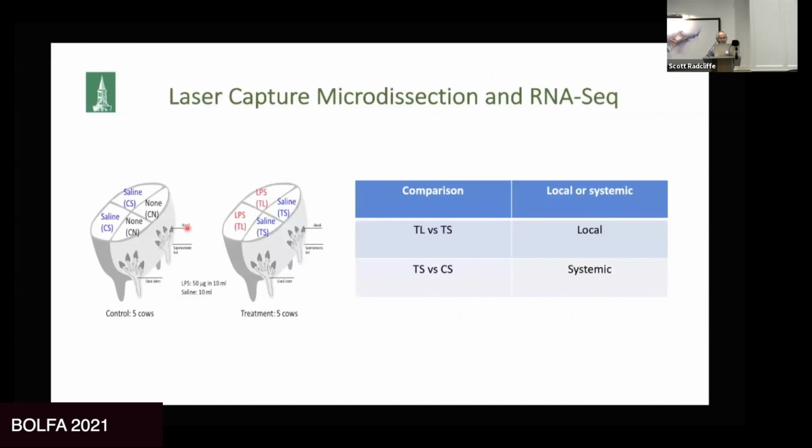Then we also did RNA sequencing to see what's going on in the mammary gland, both locally and systemically. We did it a little differently this time. We didn't use tissue; we used mammary epithelial cells. We isolated mammary epithelial cells from those quarters by laser capture microdissection, then did the RNA sequencing. So that represents only mammary epithelial cell gene expression changes. Again, we compared these 2 glands for local changes, and then compared TS versus CS for systemic changes of gene expression.